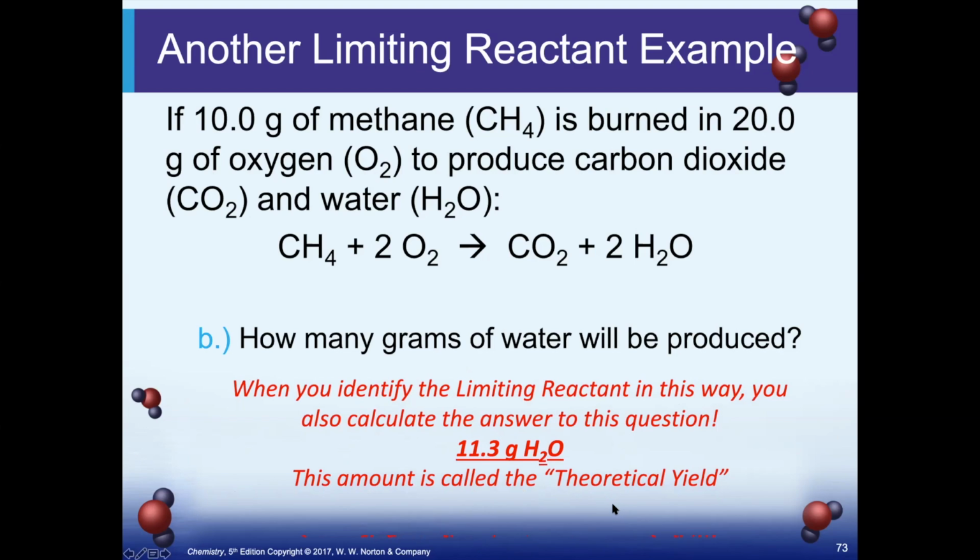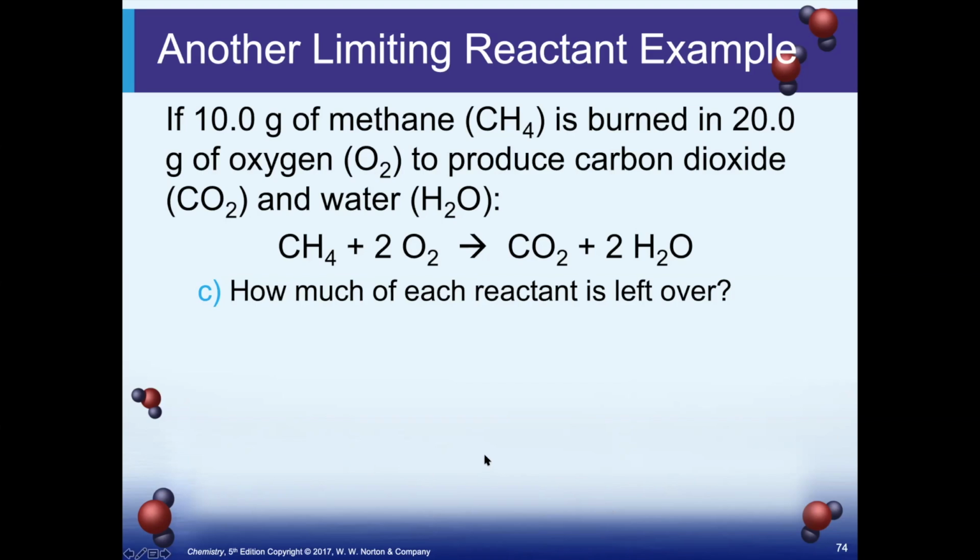Now the last part of the question is how much of each reactant is left over? Well, one of them is real easy. It's kind of a no-brainer. One of them ran out, right? One of the reactants is limiting, so it runs out completely. And we decided that it was oxygen. So the oxygen is easy. None of it is left over because it ran out first. Now let's talk about the methane.